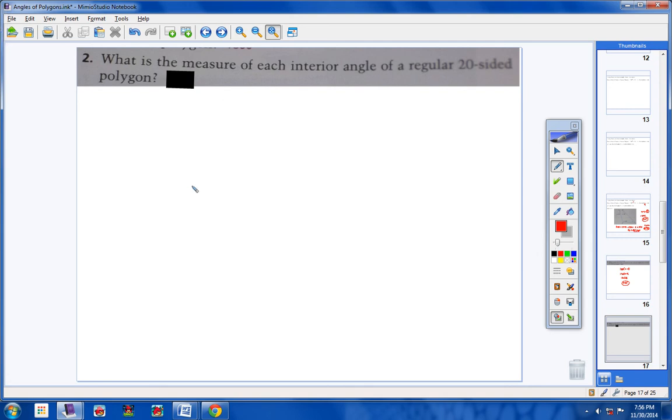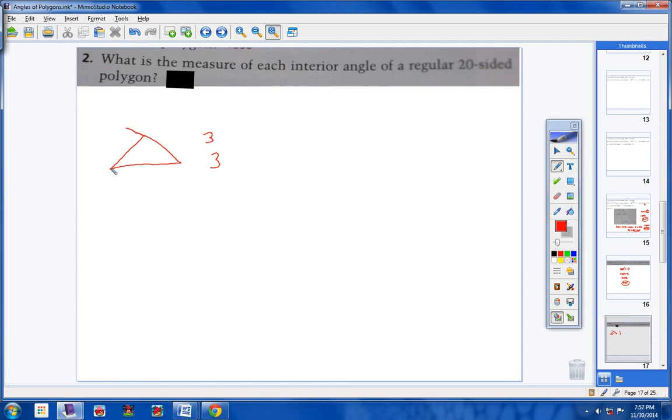What is the measure of each interior angle of a regular 20-sided polygon? Now you need to see this, okay? Just sit back and watch this. Here's a triangle. How many sides do I have? 3. How many interior angles do I have? 3. How many exterior angles do I have?